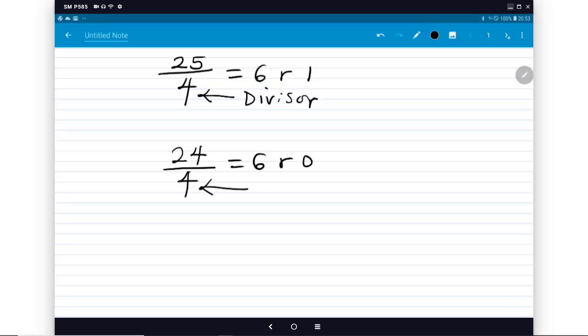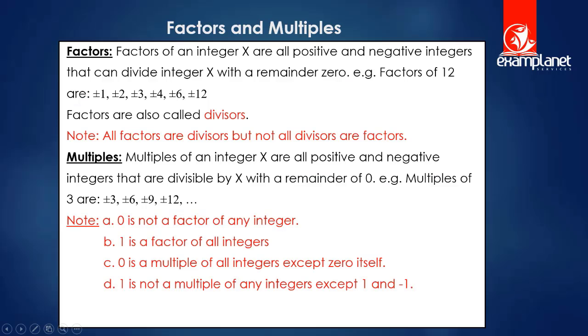So here this 4 is also a divisor, but since it produces a remainder 0, it is also a factor. So when you use a number, any number used to divide another number is generally called a divisor. It is possible for that divisor to be a factor and it may not be a factor. That is why all factors are divisors, because they are dividing another number. But not all divisors will be factors. Alright, so that is exactly what we are trying to explain there.